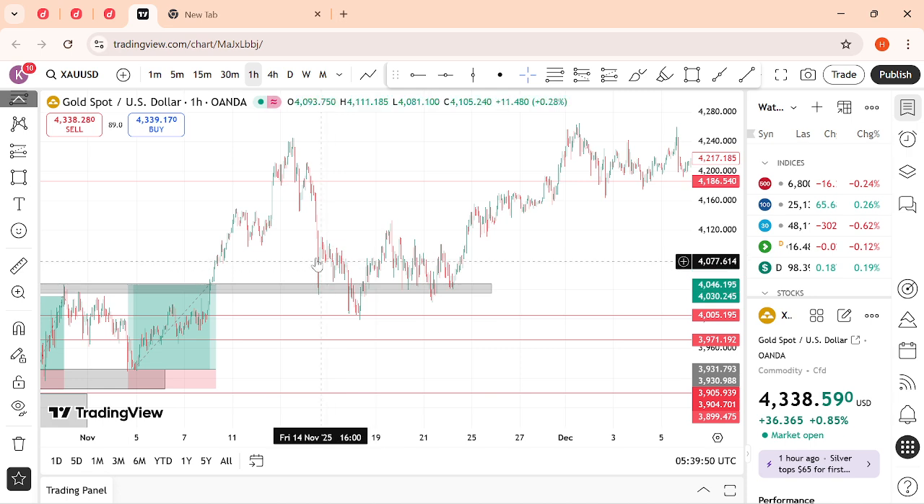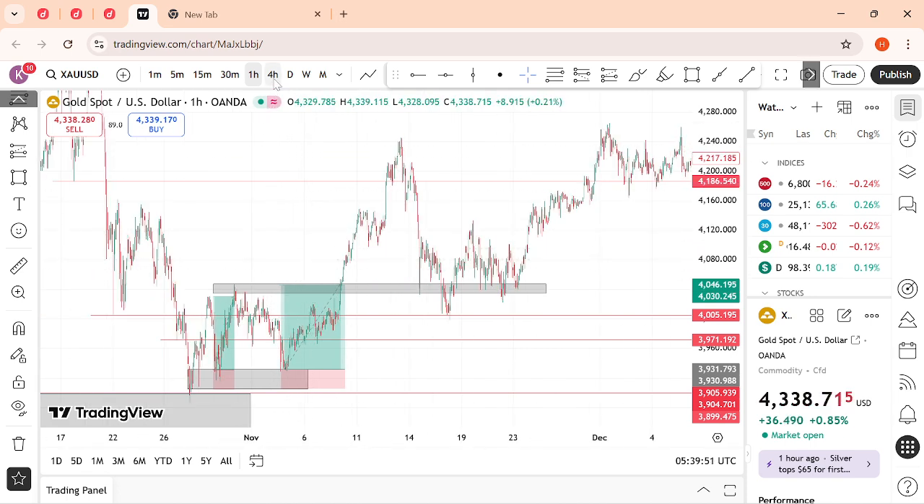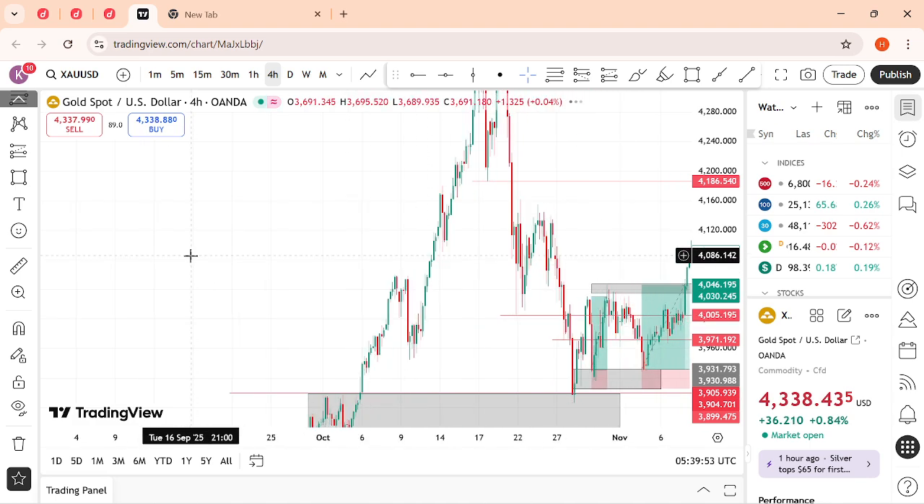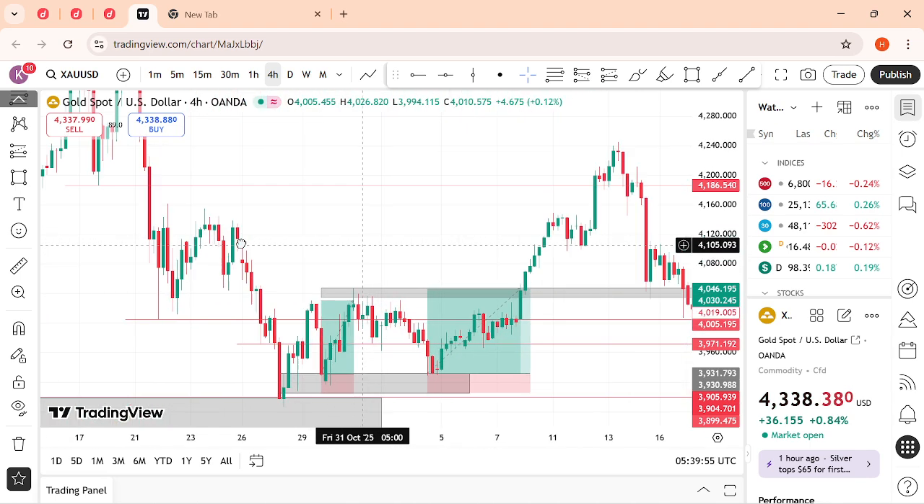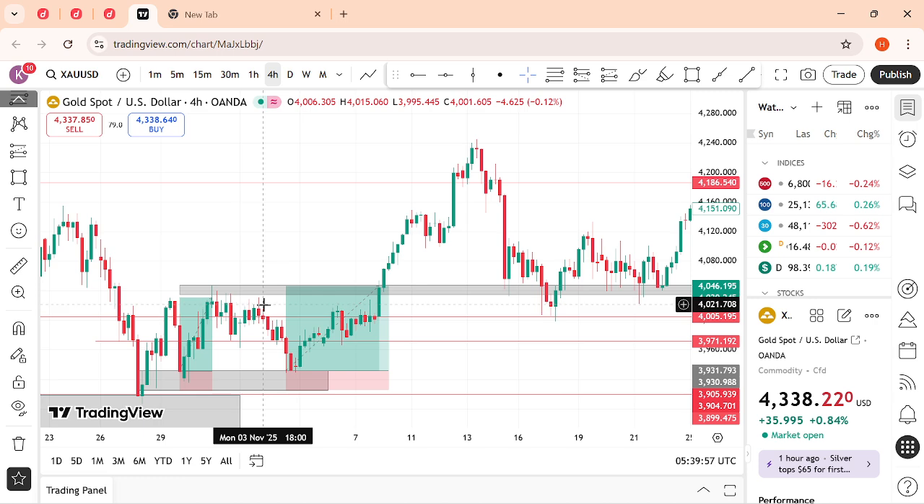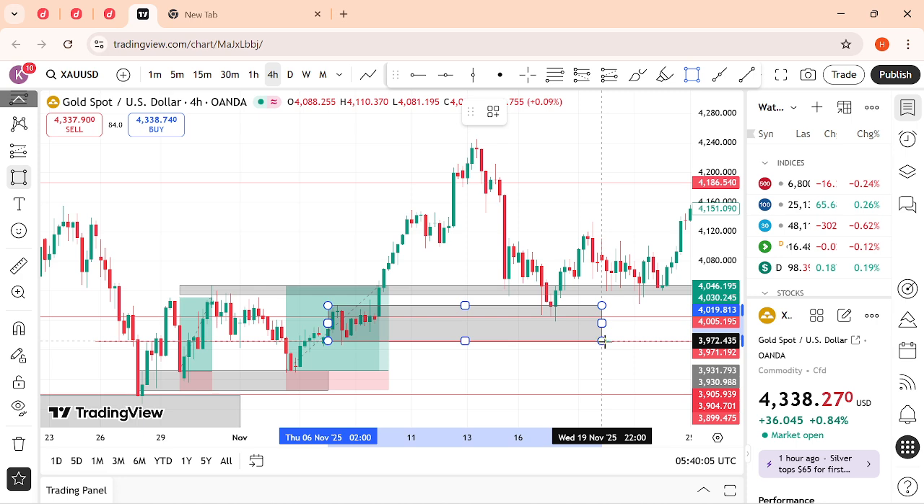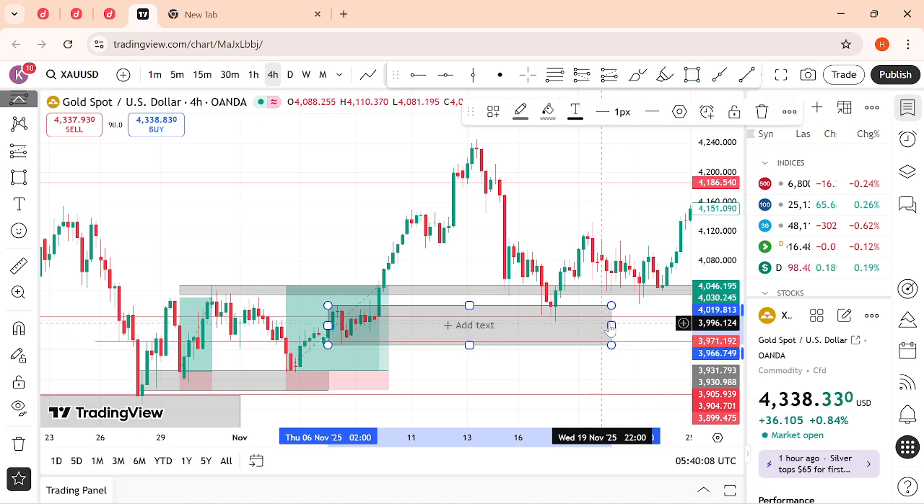So having marked this zone out, you have to look for your other block. Now, the other block wasn't really clear on the smaller time frame. So we have this zone here. This level of this zone is where we can plot our other block. Now the stop loss is large.